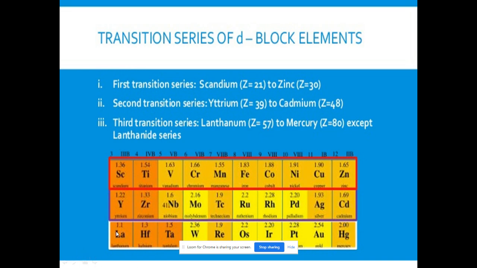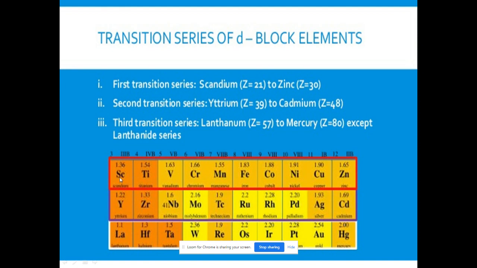After lanthanum there come the f block elements. The third transition series starts with lanthanum and ends with mercury, atomic number 80, except the lanthanide series. All the transition series, either 3d, 4d or 5d, each of them contains 10 elements.